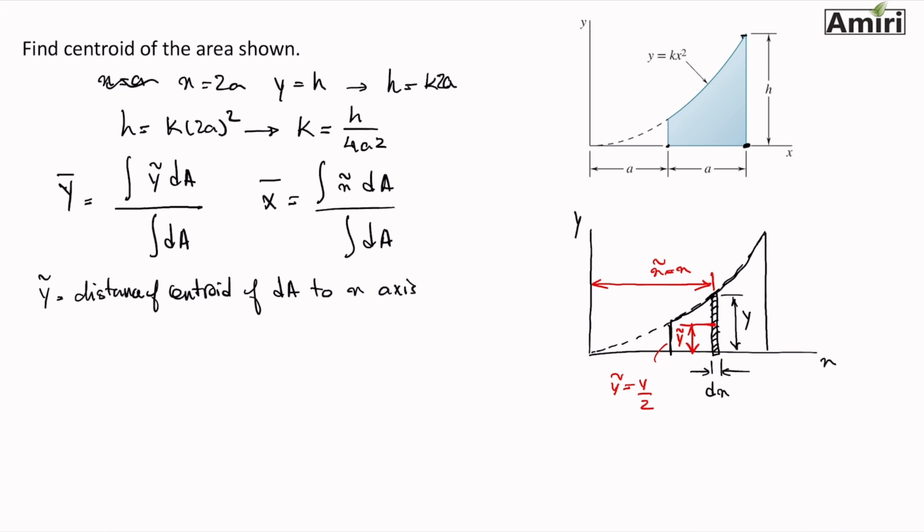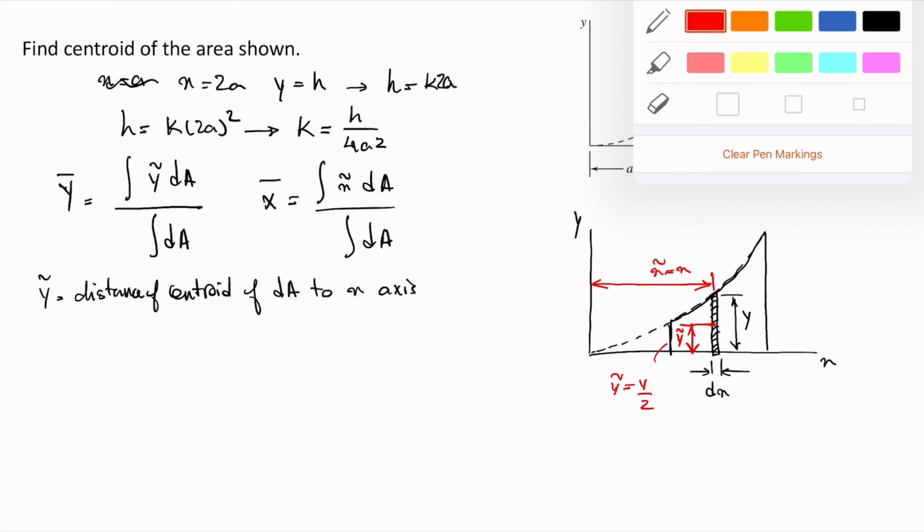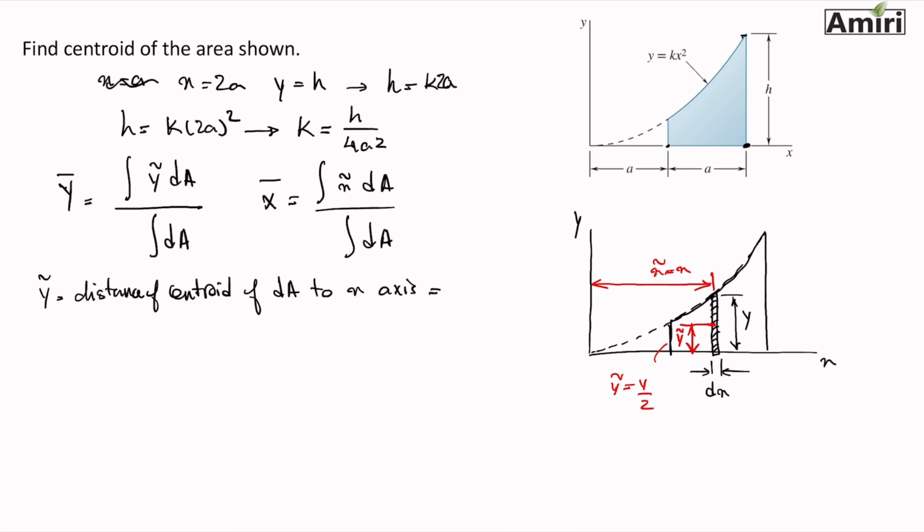In this case y tilde is half of y, so it's y over 2. If I replace the y with the equation I have, it is h over 8a squared x squared. I calculated that here, and that's my function.